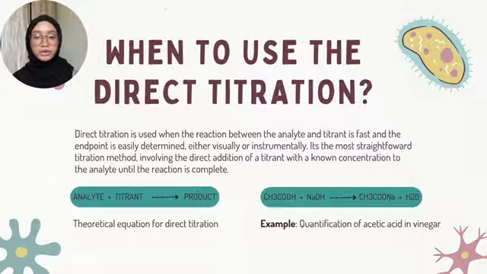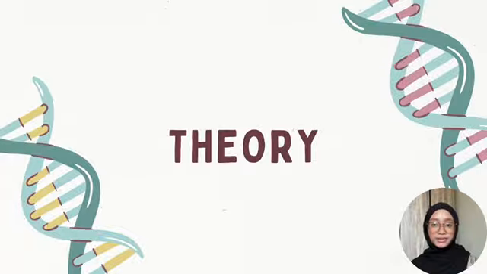Here are the theoretical equations for direct titration. Analyte plus titrant equals product. And one of the common examples is quantification of acetic acid in vinegar. Now, let's move on to the theory part of the video.